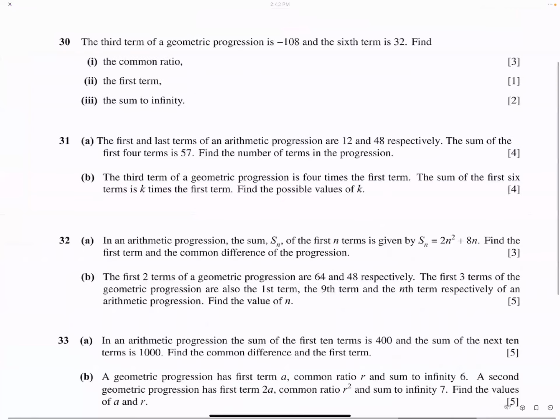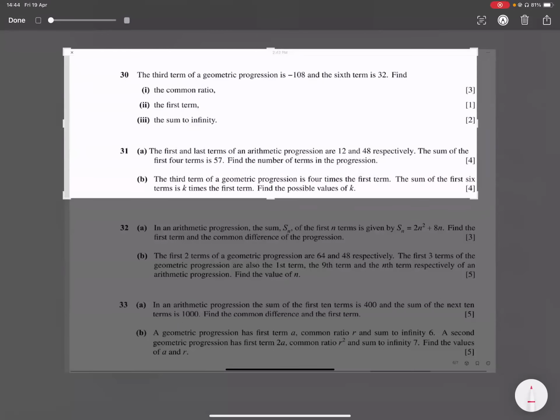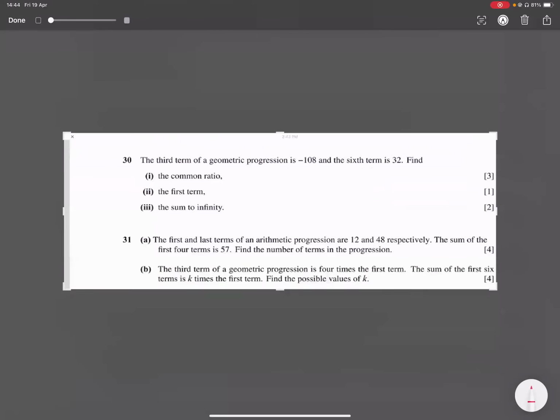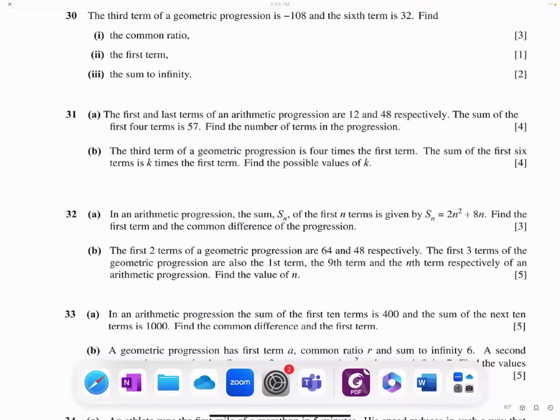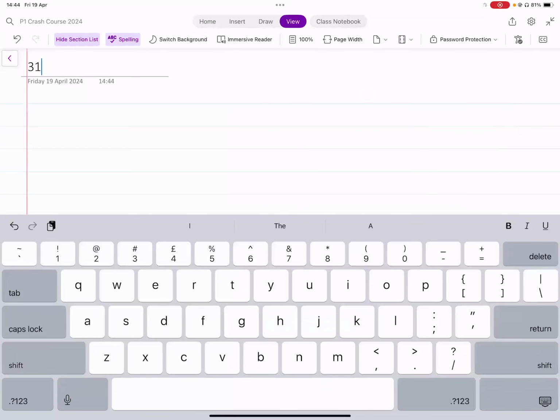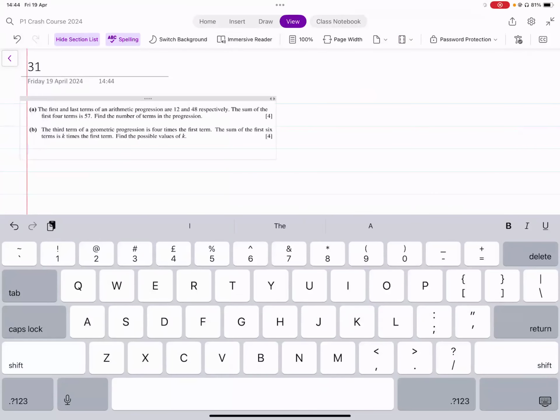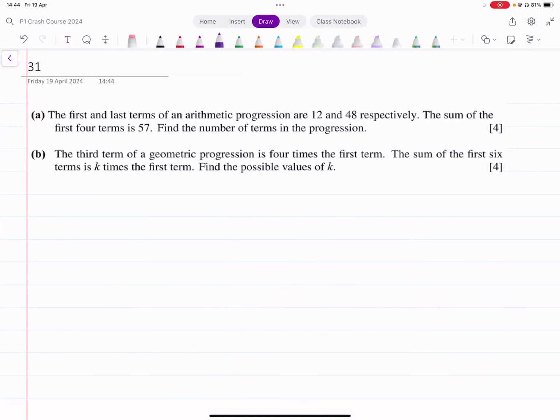Okay, let's have a look at this. Question number 31. Please do let me know if there are any other problems as well quickly, so we can do them as well. Okay, so that's the next one that we have. It says the first and last terms of an AP are 12 and 48 respectively, the sum of the first 4 terms is 57. Find the number of terms in the progression.